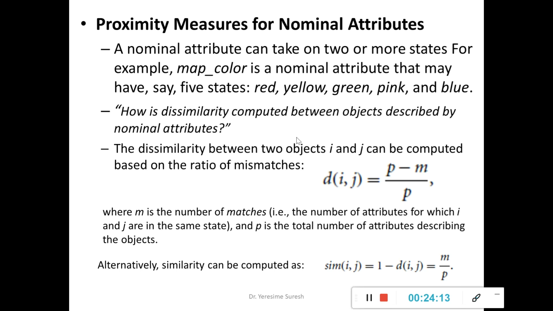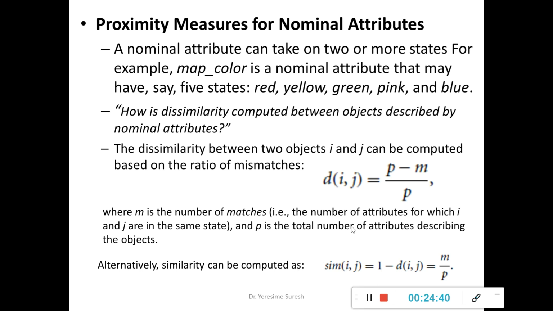I'll use the notation S to represent similarity, and for dissimilarity I'll use the term D. So dissimilarity between two objects i and j is measured by (p minus m) divided by p, where m is the number of matches and p is the total number of attributes describing the objects. And alternatively, similarity can be denoted as 1 minus d of ij. I think you might know this fine.